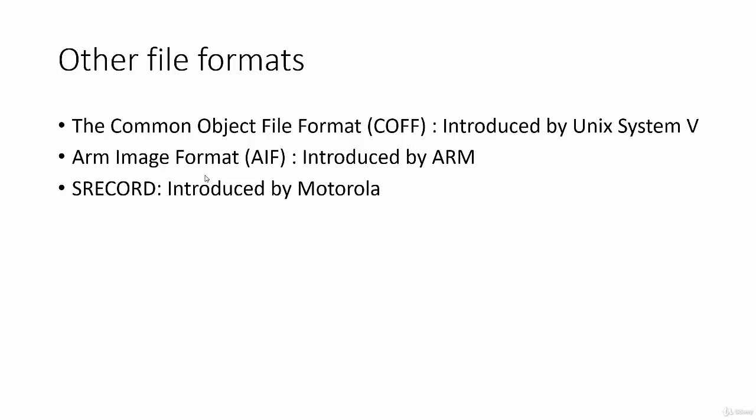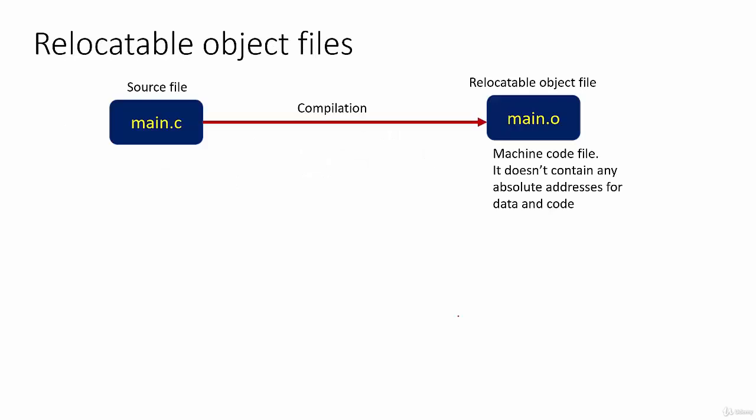By using that Executable and Linkable Format, you can create other formats, like .bin or Intel hex, and so many other things. So what does main.o contain? Mainly machine-specific code and the data of the program. It doesn't contain any absolute addresses for data and code of the program. Let's explore main.o by running some object file analyzing tools.